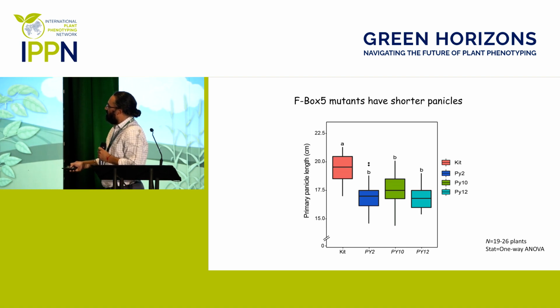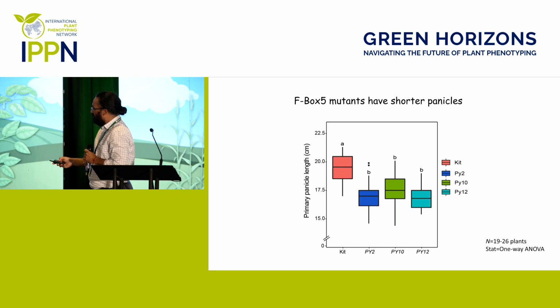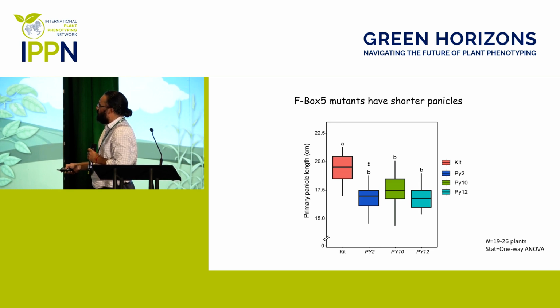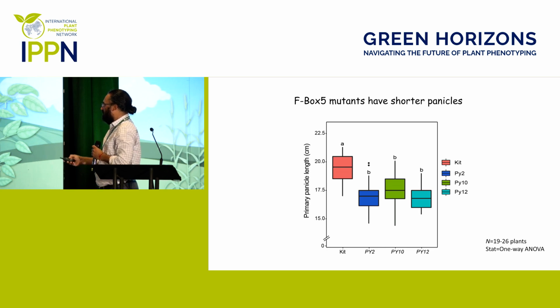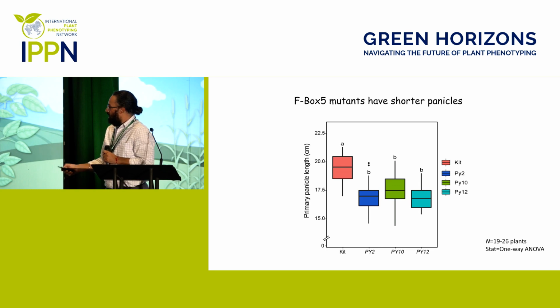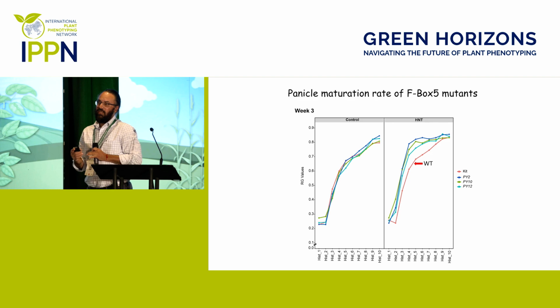So what we did was we made several edits, and I'm showing you data for 3 of them. When we grew them, after a couple of generations, we find that the panicles were shorter compared to the wild type, which is shown here as KIT, and the mutants, the edits, are shown here as PY and different. So they have different types of mutations to make these 3 mutants.